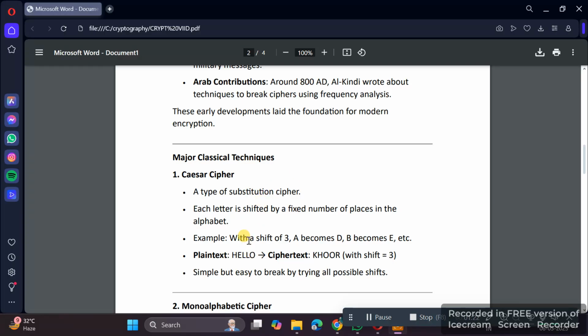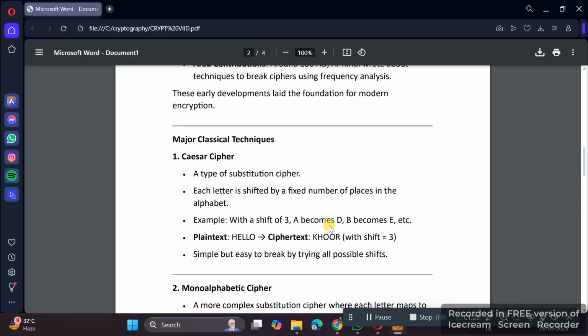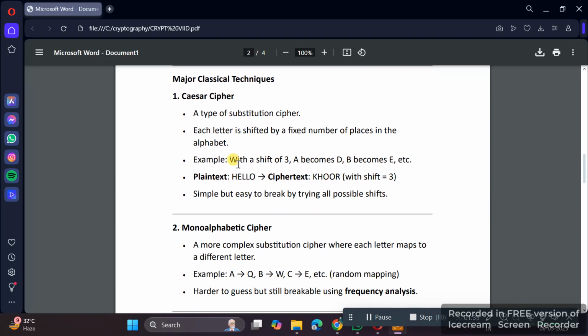How it works is that each letter in the plain text is shifted a fixed number of places down the alphabet. For example, with a shift of 3, A turns to D, B turns to E, and C turns to F. For example, the plain text HELLO becomes the cipher text KHOOR. The limitation is that it is very easy to break using brute force or frequency analysis.